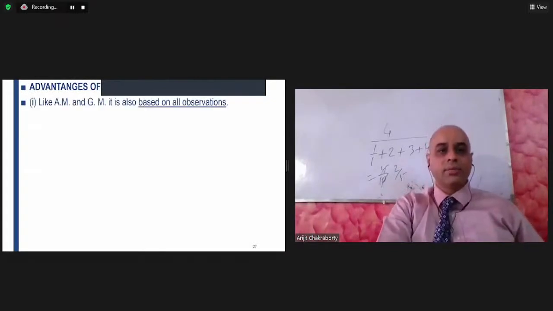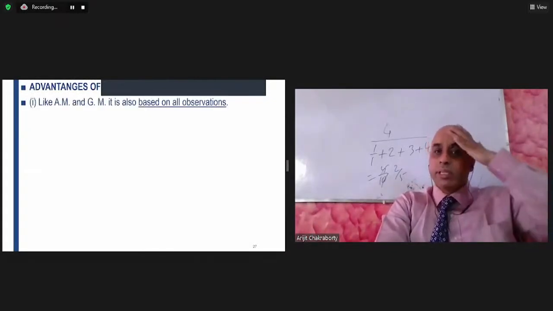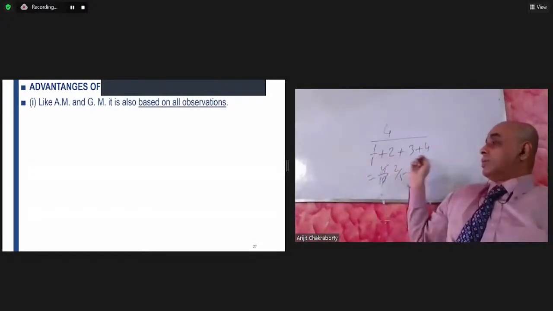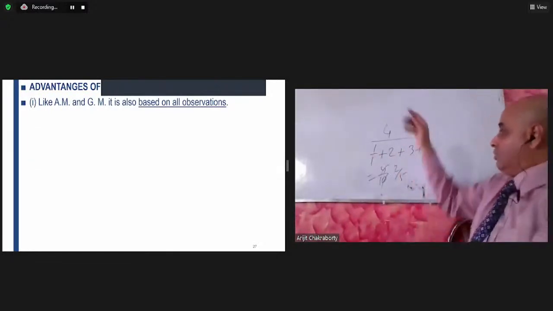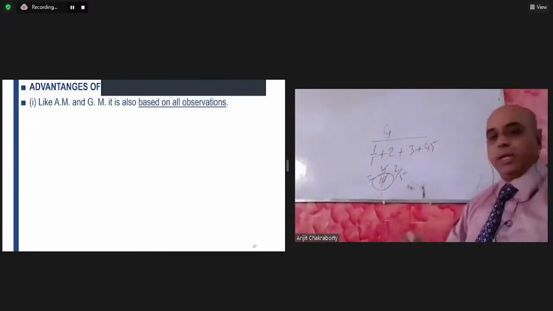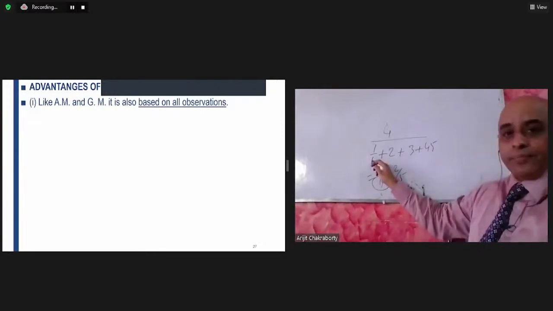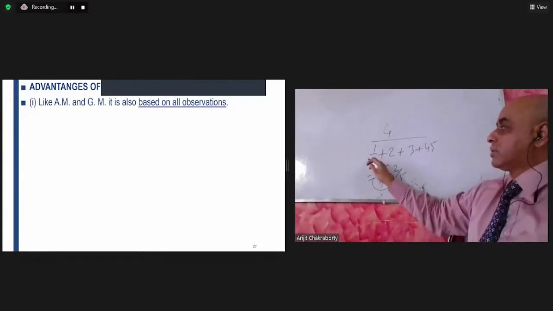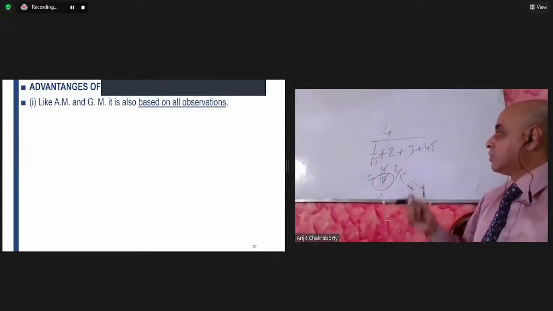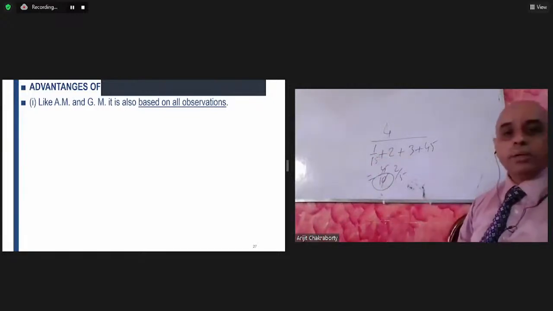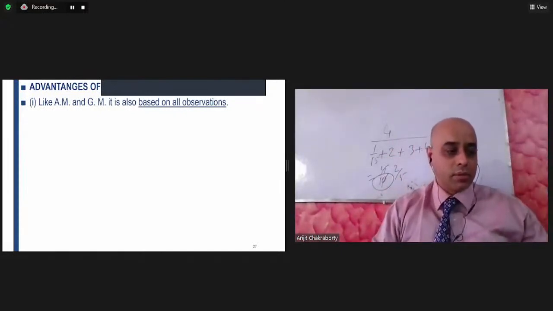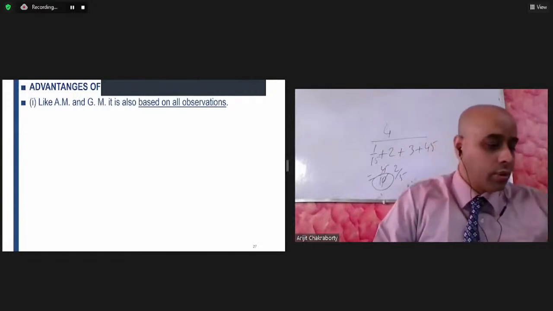Next one, advantages of HM. Like AM and GM, it is based on all observations. Please note here, all the observations are taken. So instead of 4, if you have 45, then immediately this number will increase. Instead of 1, if it is say 20, let me take 15. If I take a higher number, immediately it will be impacted. So it is based on all observations. Like AM and GM, it is based on all observations. Yeah, 2 by 5, very good.